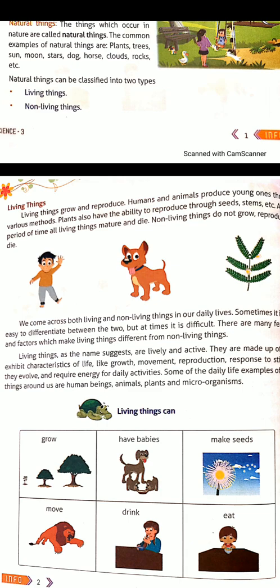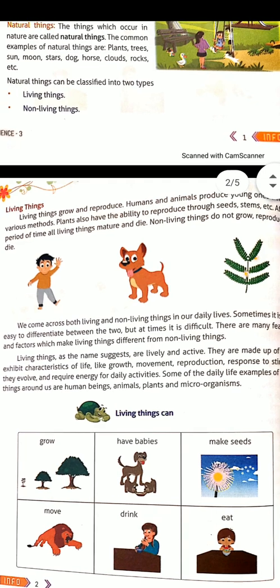Okay. Now let us start the explanation of living things. See, natural things are divided into two types. One is living things and the other is non-living things. So let us come to know what living things are. Living things are things which exhibit characteristics of life.